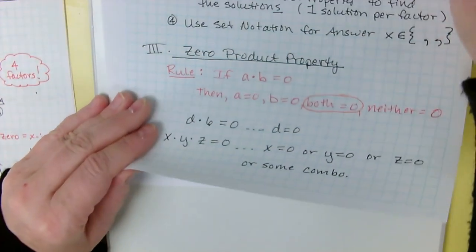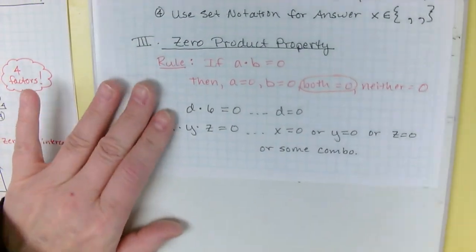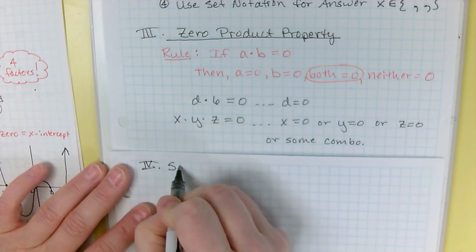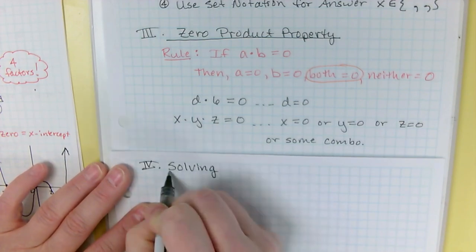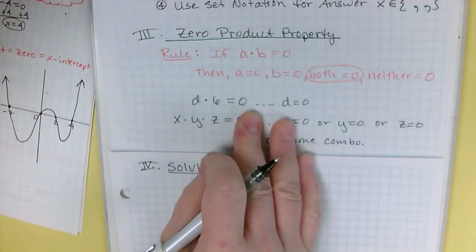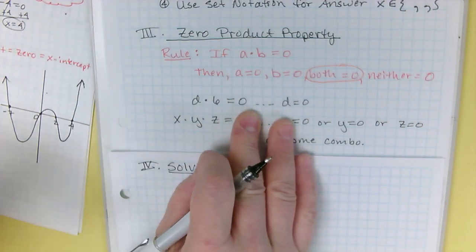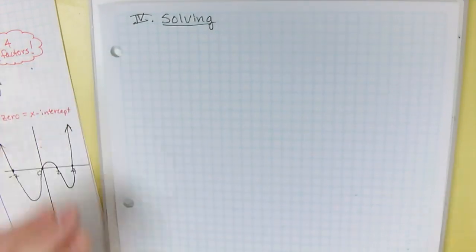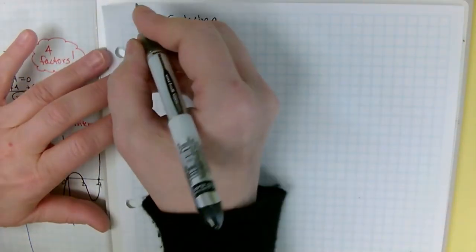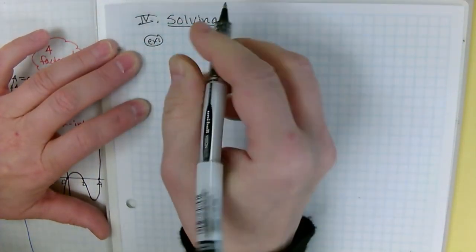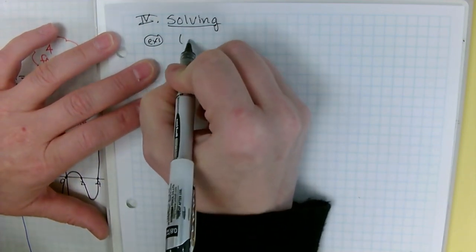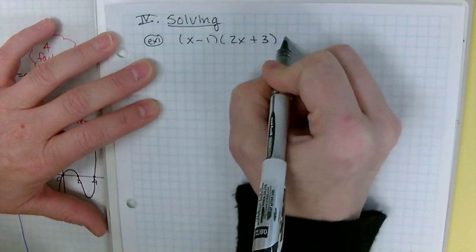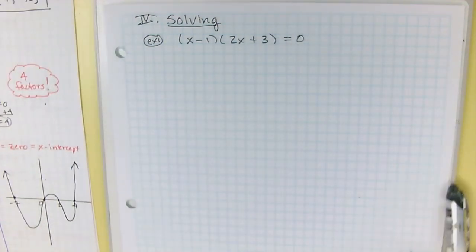All right, so we're going to actually now do some solving. So Roman numeral 4, we're going to do some solving. We're going to start easy and then work our way to more complicated. So here's example 1. Let's say you factored x minus 1, 2x plus 3 equal to 0.